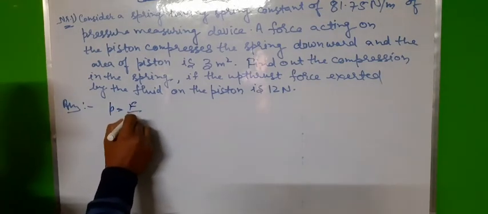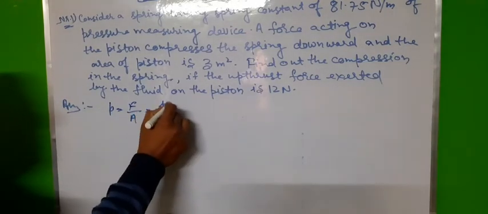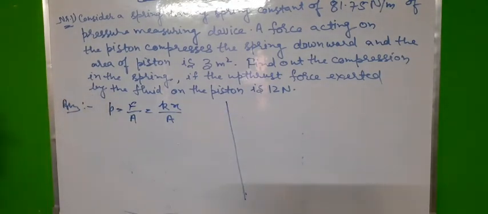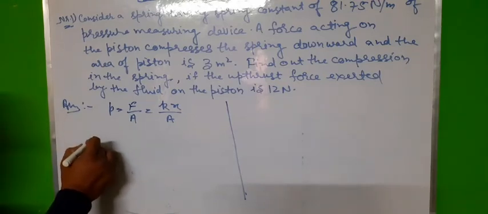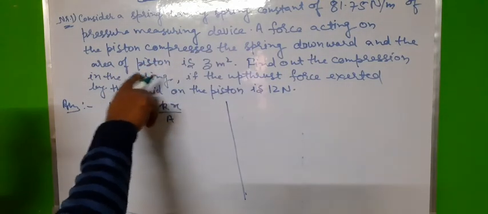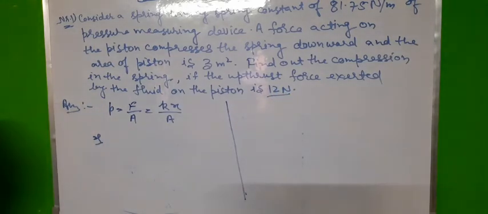You know that pressure is equal to force upon area, and the force is given by kx, so pressure is kx upon A. Now the compression is x, which you have to find out. Pressure is equal to force upon area, and the force is given as 12 Newton.